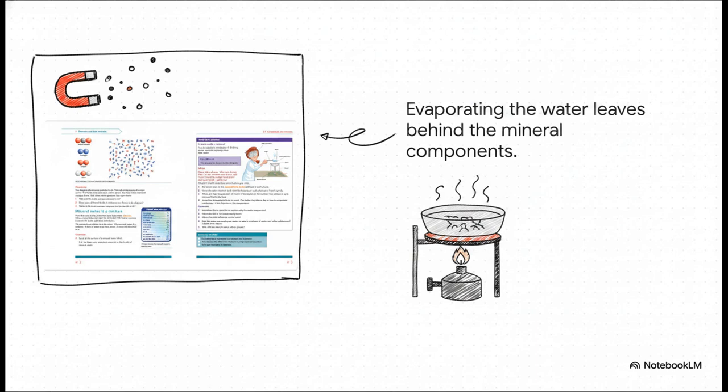Just like we separated the iron from the sulfur with a simple magnet, we can separate the water from the minerals. If you were to boil that mineral water in an evaporating basin over a Bunsen burner until all the liquid turned to gas and evaporated away, you would actually see the mixture's solid mineral components left behind as a dry residue. It's a simple physical separation for a physical mixture.